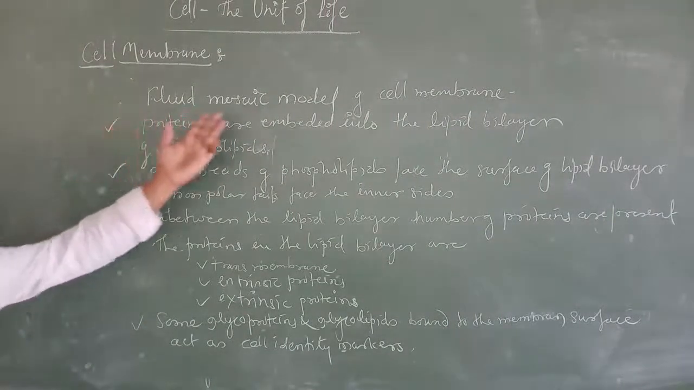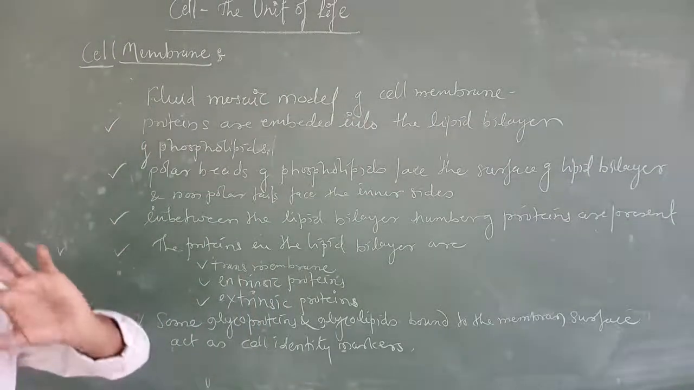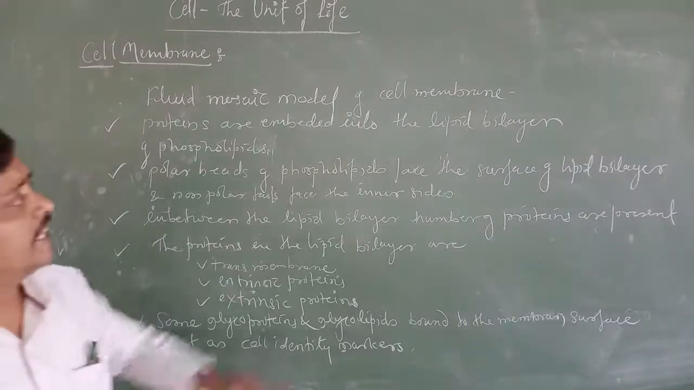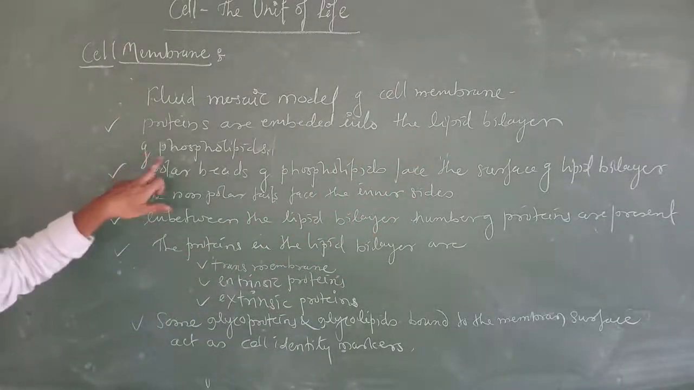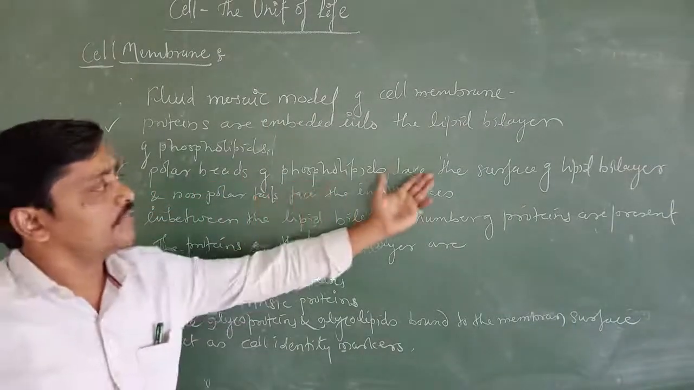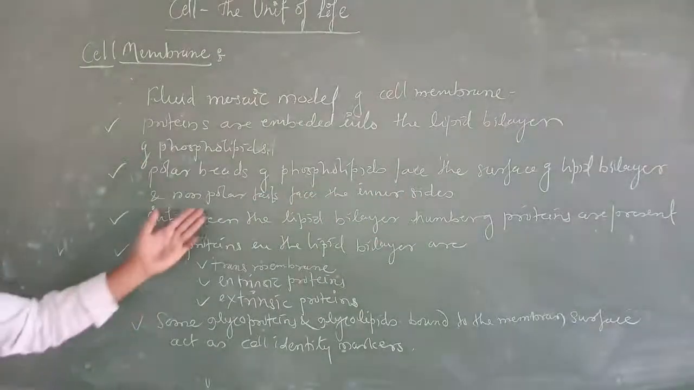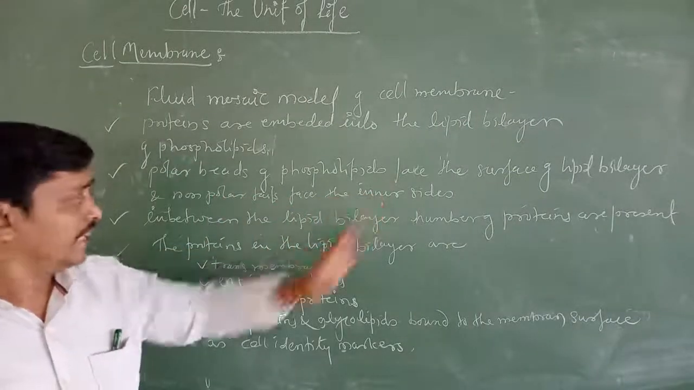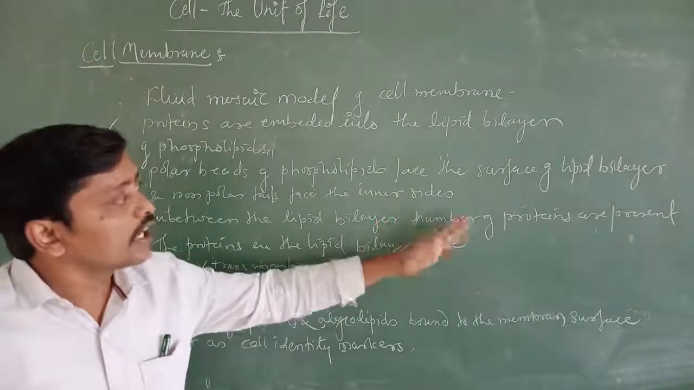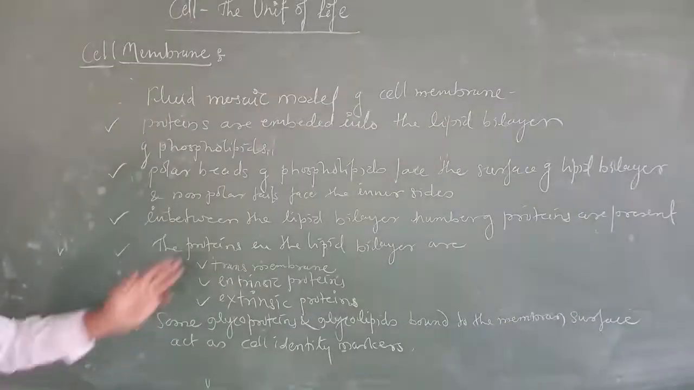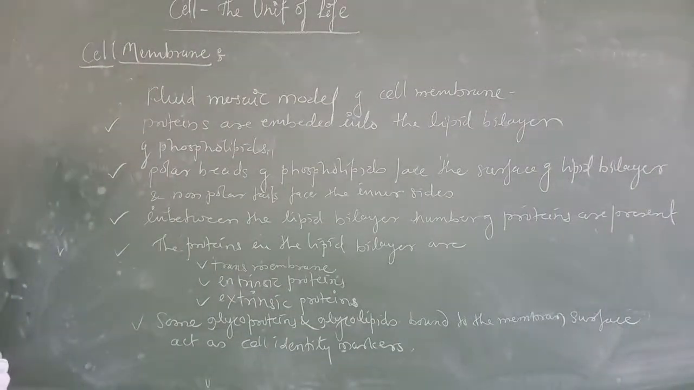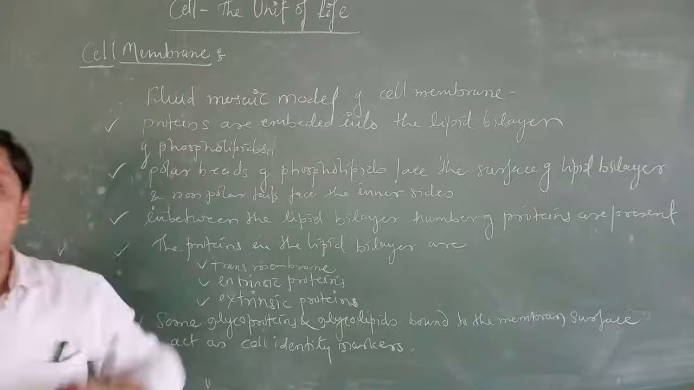The fluid mosaic model of the cell membrane consists of, again, the lipid bilayer; the lipids are arranged in a bilayer. The proteins are embedded into the lipid bilayer of phospholipids. The polar heads of the phospholipids face the surface of the lipid bilayer, and the non-polar tails face towards the inner side. Then in between the lipid bilayer, a number of proteins are present, and there are three kinds of proteins you are going to find. I told you earlier what peripheral and integral are.